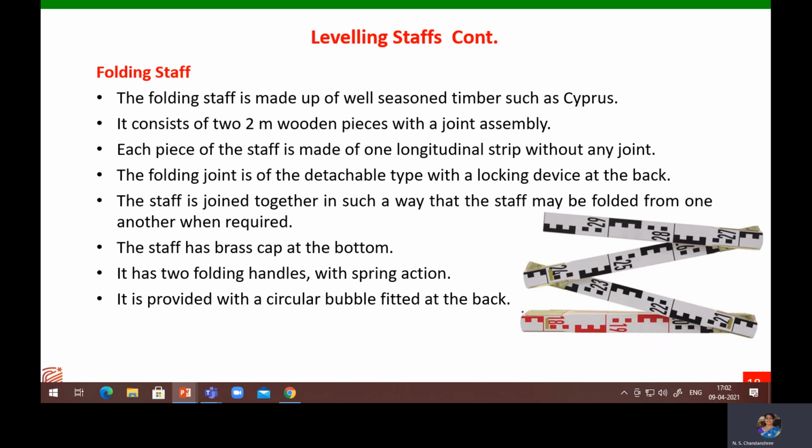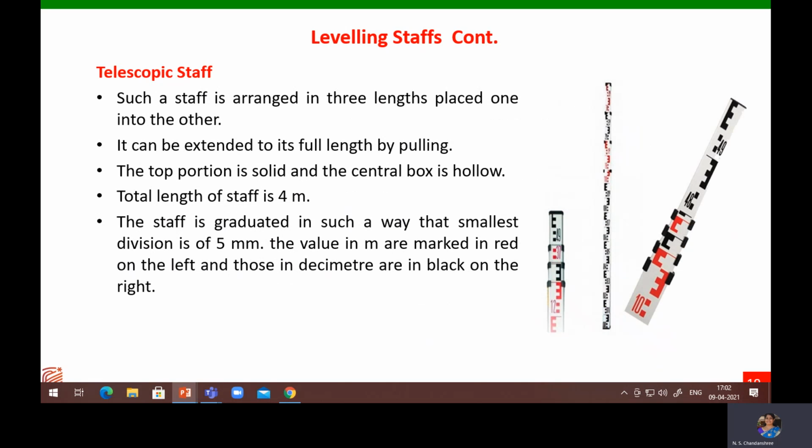Next we have folding leveling staffs. If the length is too high, these kinds of folding leveling staffs can also be used. They function similarly to the earlier ones. The only thing is that the cumbersomeness while carrying or handling them reduces.